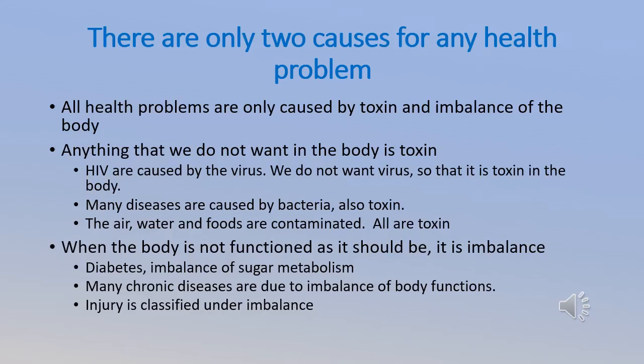Coming to rule 1 of Ganotherapy, there are only 2 causes for any health problem. Before we start this Ganotherapy, we always ask the audience, can you think of any disease that is not caused by toxins or imbalance? Anything that we do not want in the body is toxin. When the body does not function as it should, it is imbalance. Many people ask, how about HIV? HIV is caused by the virus. We don't want the virus, so it is toxin in the body.